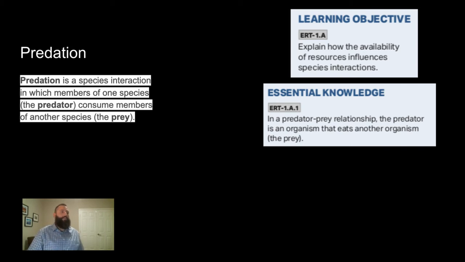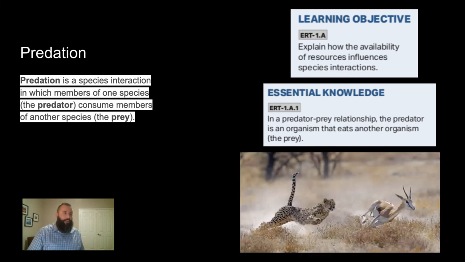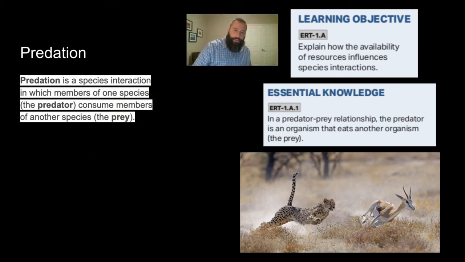So predation is a species interaction in which members of one species, the predator, consume the members of another species, the prey. And you see an example of predation here in this picture. The cheetah is the predator, and the cheetah is consuming the gazelle, which is the prey. But if you think of it a different way, the gazelle is also a predator in a way. The gazelle is a predator in that it is consuming the plants and the vegetation in the area, right? Which is called herbivory. It's a relationship between herbivores and the plants that they eat.